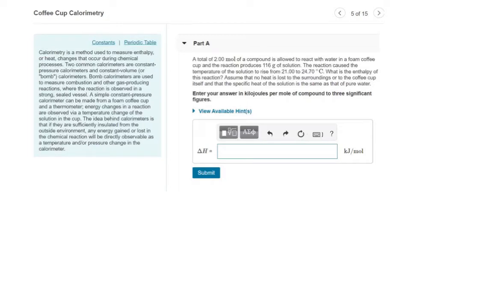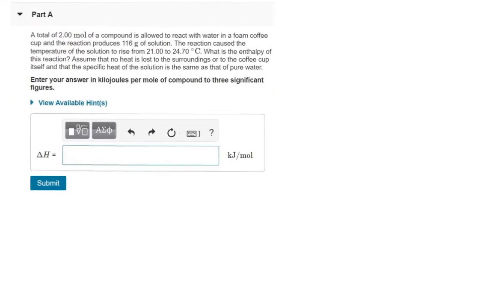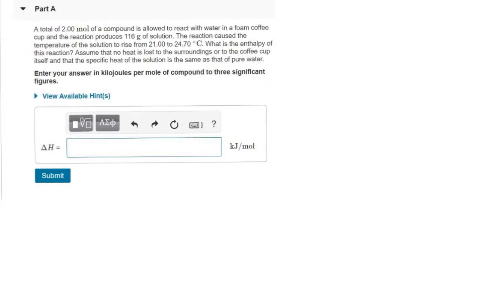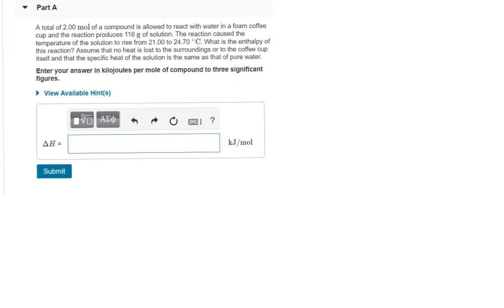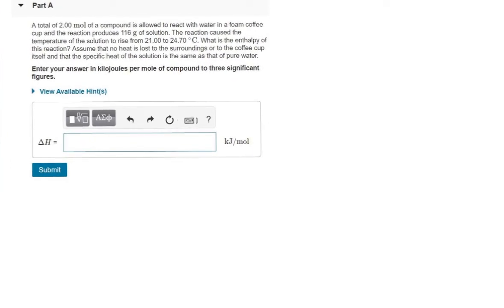All right, let's take a look. Coffee cup calorimetry, part A. A total of 2 moles of a compound is allowed to react with water in a foam coffee cup, and the reaction produces 116 grams of solution. The reaction causes the temperature of the solution to rise from 21 to 24.7 degrees Celsius. What is the enthalpy of this reaction?